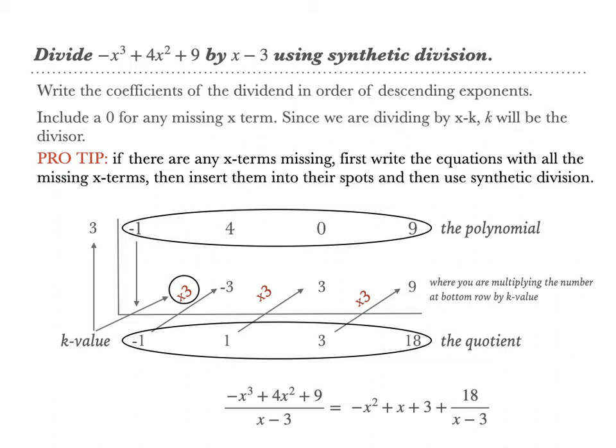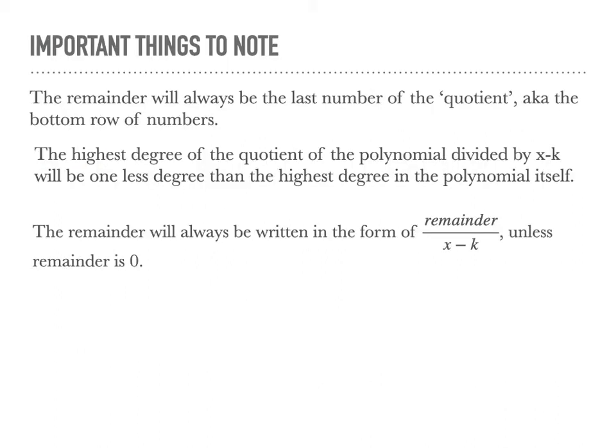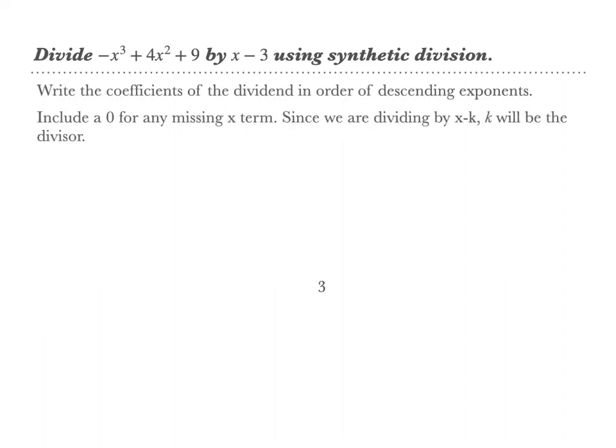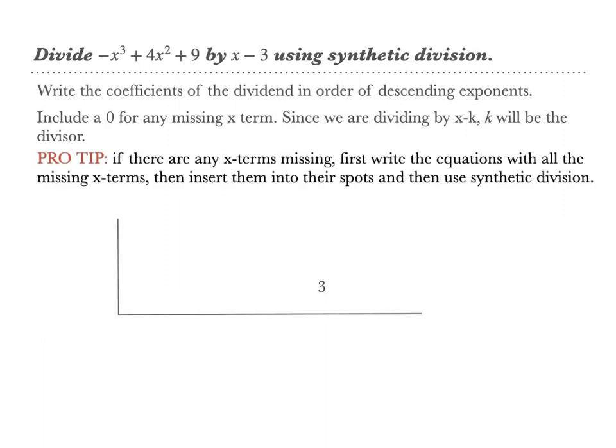So as you notice, important things to note is that the remainder will also always be the last number of the quotient, and the highest degree of the quotient of the polynomial divided by x minus k will be 1 degree less than the highest degree of the polynomial itself. So looking back, as you can see in the polynomial given, the highest degree is negative x to the power of 3, but our answer, when we find it out, let me just go through all these steps really quick.